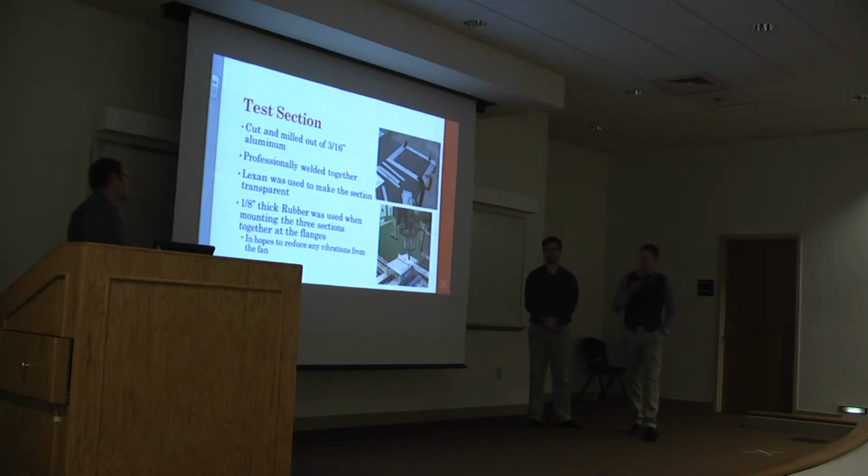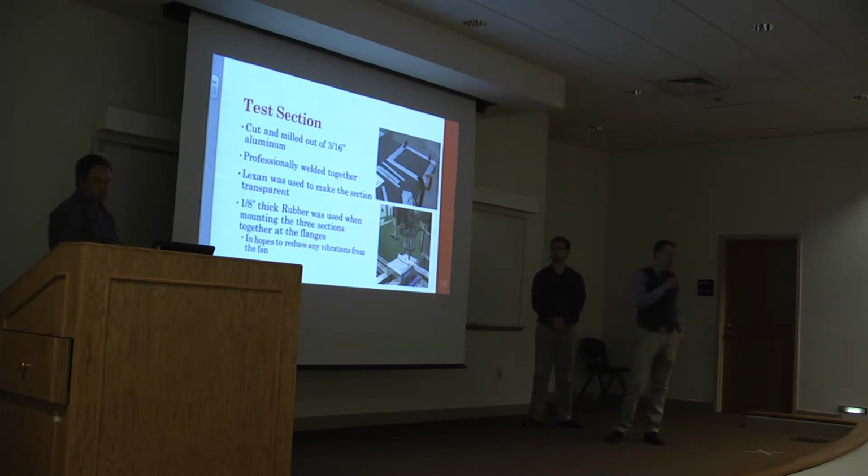Okay, the test section build, we used 3/16" aluminum for all the pieces. Being that thin, we had to send this off to be welded, as aluminum being welded tends to warp and get real hot. So being one of the most critical parts of this wind tunnel, we needed this to be straight and streamlined. For the sidewalls of this, we used 3/8" thick Lexan, which was donated by Savic Plastics.